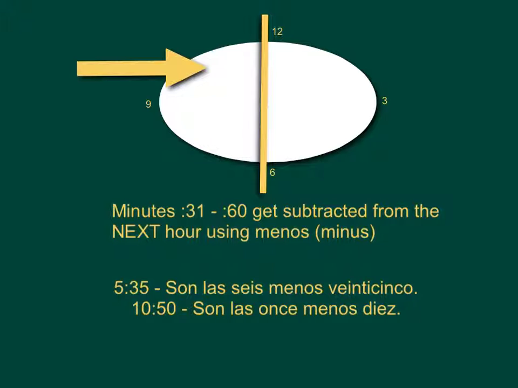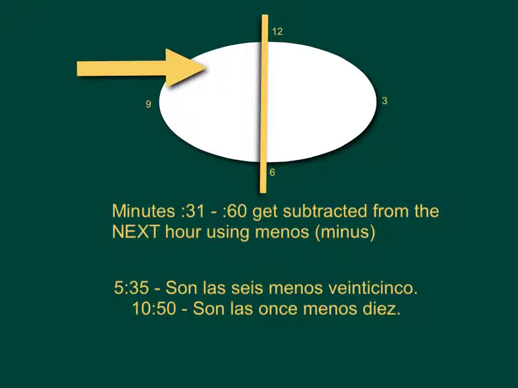An easier one would be 10:50. Okay, so I have to go up to the next hour. That's 11. And then I'm going to subtract 60 minus 50 is 10. So I'm going to subtract 10 minutes. So my answer would be son las once menos diez for 10:50. Be sure you write this down because this is the confusing part and you're going to get messed up.